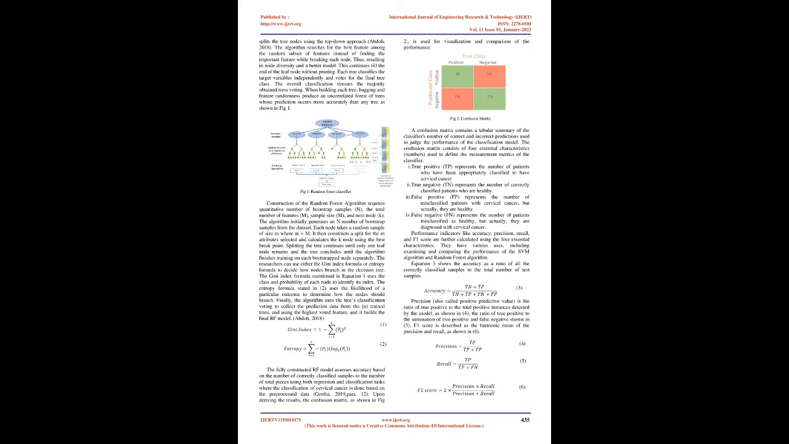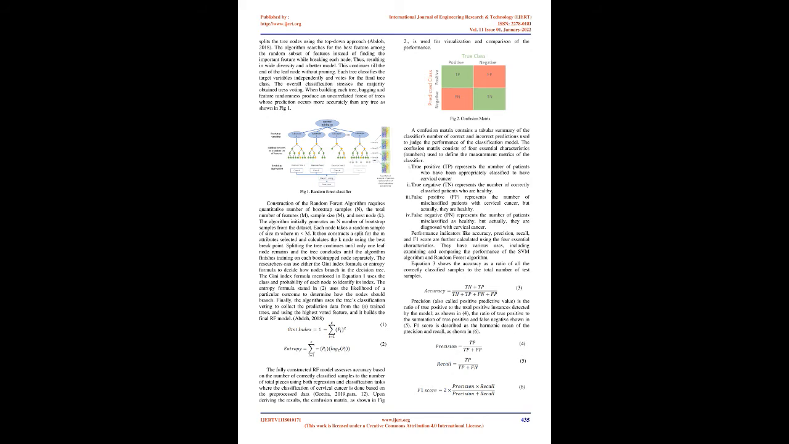The algorithm initially generates n bootstrap samples from the dataset. Each node takes a random sample of size m, where m is less than the total number of features. It then constructs a split for the m attributes selected and calculates the k node using the best breakpoint. Splitting continues until only one leaf node remains, and the tree concludes once the algorithm finishes training on each bootstrap sample separately. The researchers can use either the Gini index formula or the entropy formula to decide how nodes branch in the decision tree.